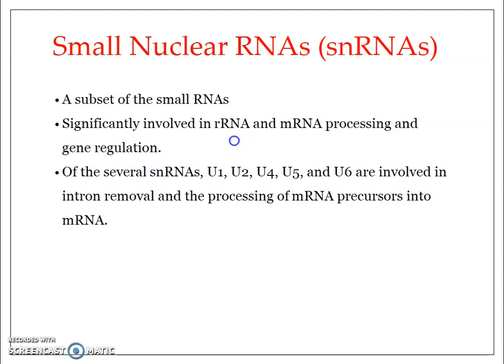That is done with the help of different snRNAs named U1, U2, U4, U5, and U6 snRNAs. These usually get complexed with nuclear proteins, and they are known as snRNPs, small nuclear ribonucleoproteins. Those are involved in intron removal, that is, removal of the intervening sequences and splicing together of the exons. So there it plays a very important role. Small nuclear RNA.